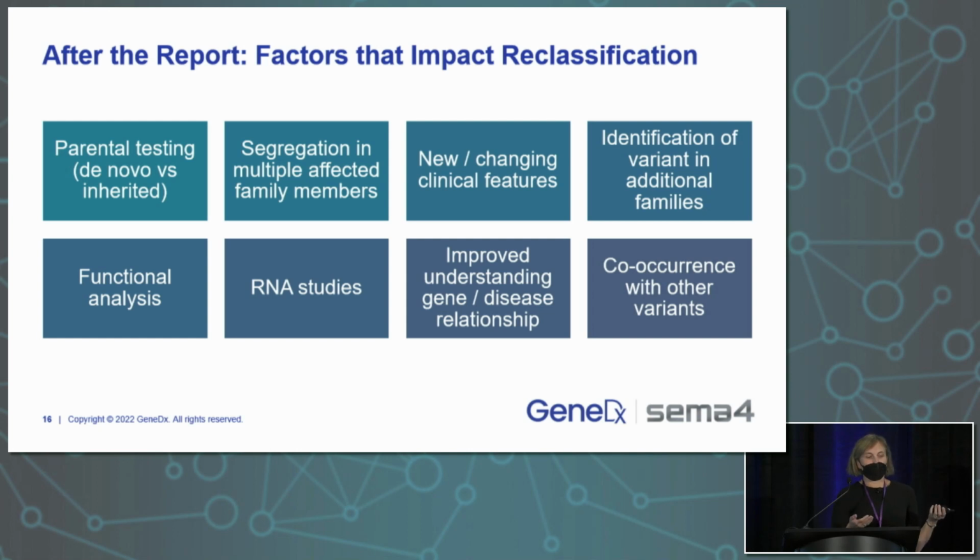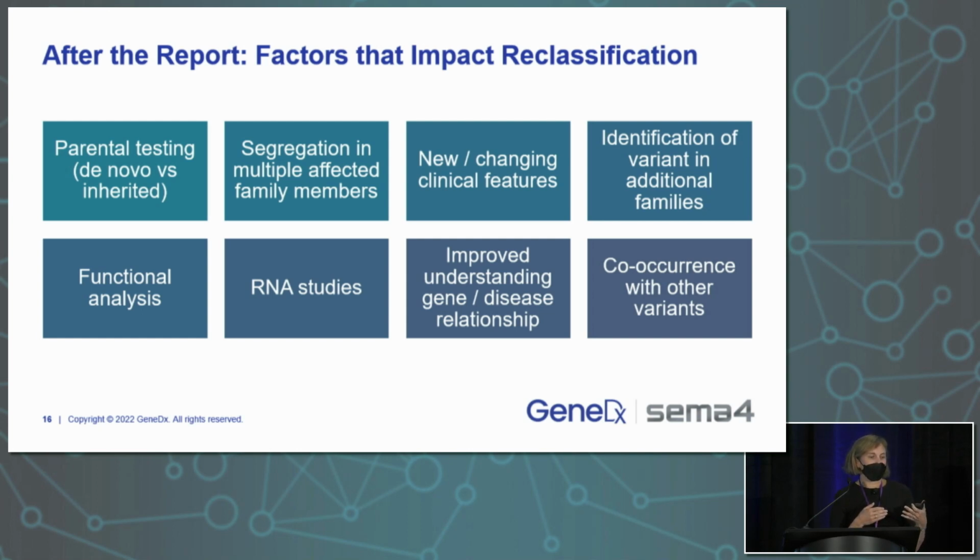Sometimes we have no clinical information as a lab, or maybe a baby is very young and we don't know what that clinical picture is going to look like over time. So sometimes as there are new or changing clinical features, that can help us with variant reclassification. Sometimes we see the variant in a different family, so we're getting some additional information from that family and we're able to combine that information together.